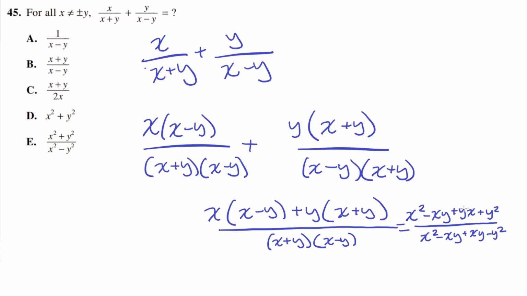So we see things that cancel out. This negative xy cancels out with the positive xy, and this negative xy cancels out with the other positive xy. So this just leaves us with x squared plus y squared all over x squared minus y squared. And if we look at the answer choices, that's equal to answer choice E. So E is the correct answer.